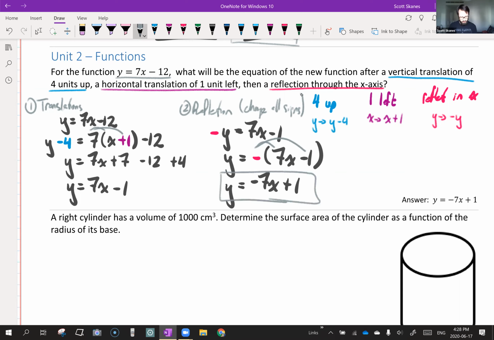If you look at this, you take this, change all the signs, you get a negative 7x plus 1. It's the same thing. I just wanted to show you all the work.